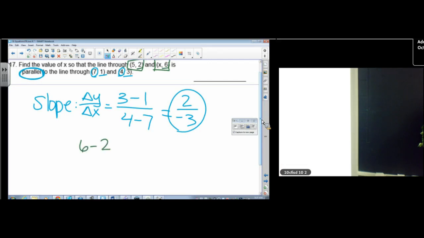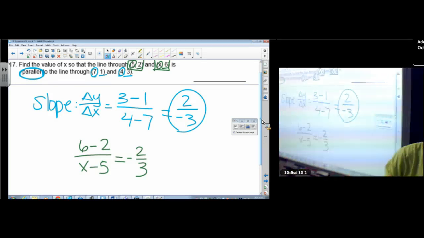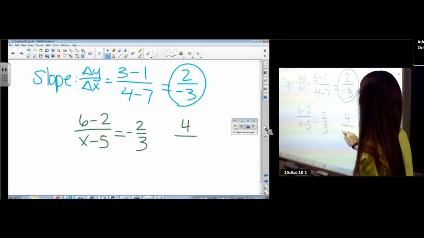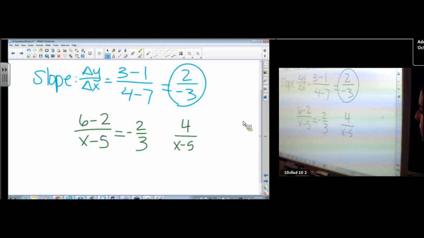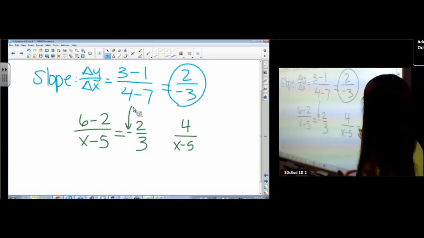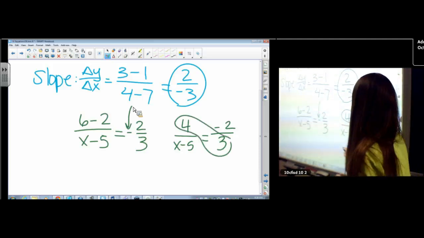Y minus y over x minus x. And that's going to equal negative 2/3. I already know what it equals because I know that these need to be parallel. Okay, so we're going to clean it up a little bit. 6 minus 2 is 4. Now, for the purpose of cross multiplying, you need to give this negative to either the 2 or the 3. It doesn't really matter. But you just need to give the negative to one of them so that when we cross multiply, we don't forget about that negative. All right, so 4 times 3 is 12.